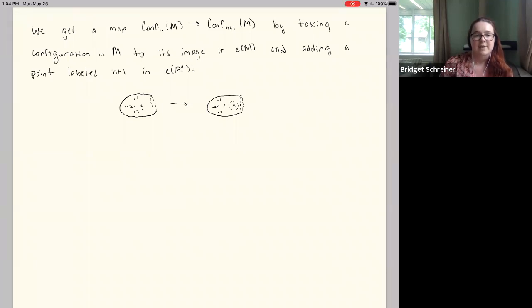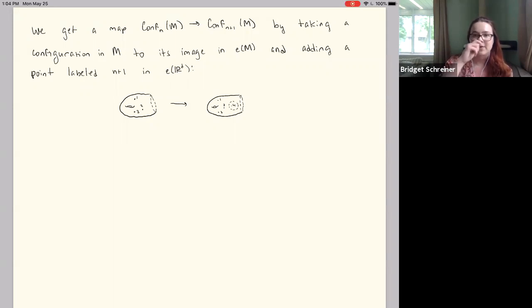And this gives us the ability to get a map from configurations of n points to configurations of n+1 points. Note that we always have a map going the other way just by forgetting one of the points, but we need the non-compactness of M to get the map going in this direction. And this we do by just taking a configuration in M to its image under the embedding, and then adding an (n+1)st point in the image of R^d.